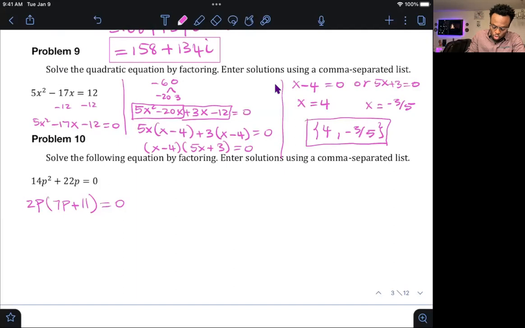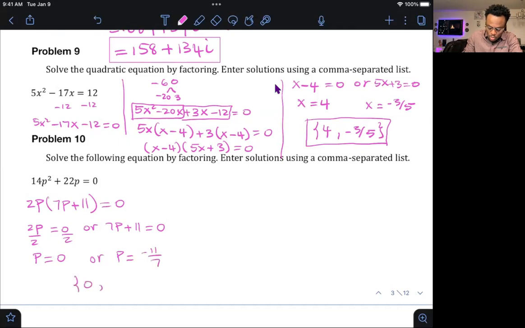So that is 2p equals 0, or 7p plus 11 equals 0. Divide by 2, p equals 0. Or subtract 11 on both sides and divide by 7, p equals negative 11 over 7. Your solutions are 0 and negative 11 over 7.